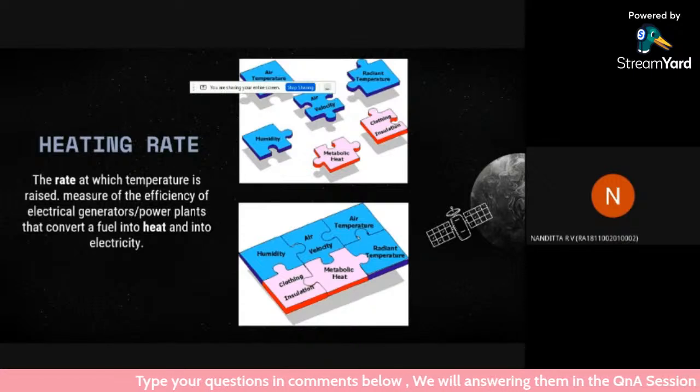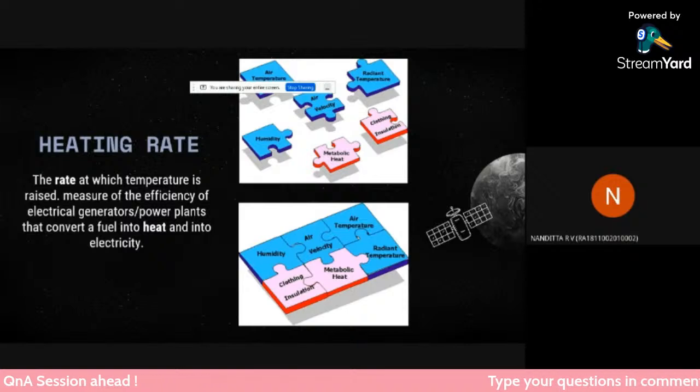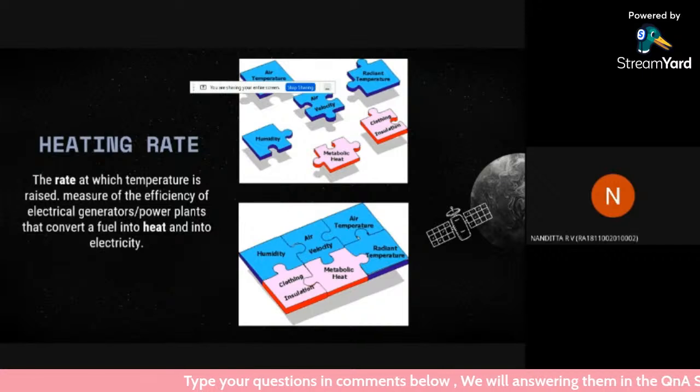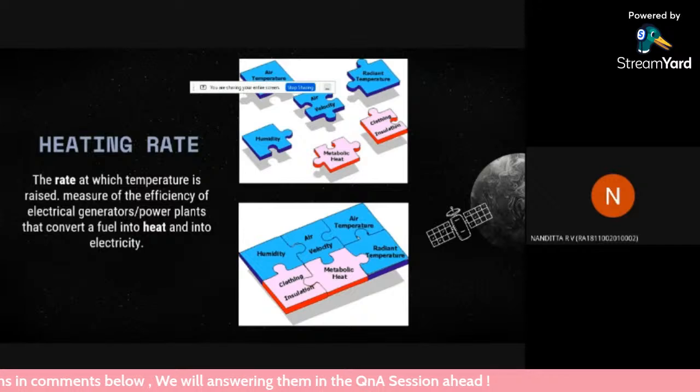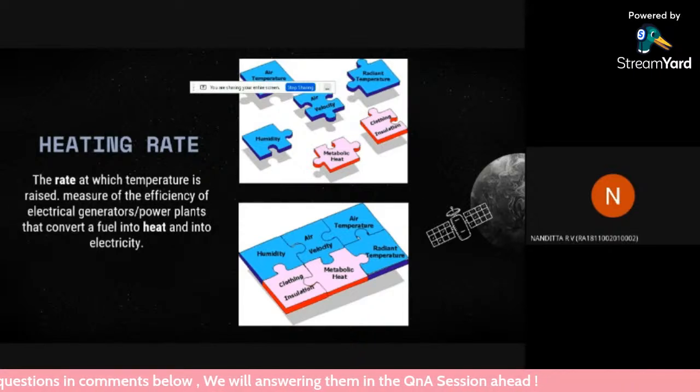So you can see air temperature, which is simple, the temperature of the atmosphere. Humidity, which is the amount of water vapor available in the atmosphere. Metabolic heat, which is the heat emitted by a living being. For example, when we are calculating for HVAC in electric vehicles, we take into account the metabolic heat of the number of people sitting in the electric vehicle or in any other vehicle. Clothing insulation is insulation provided by the clothing in order to reduce the metabolic heat.